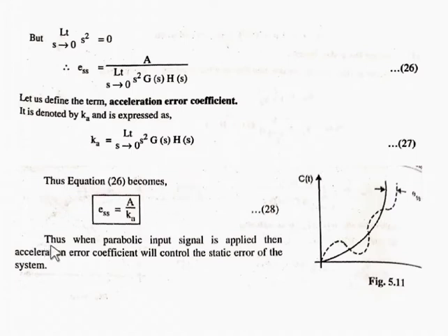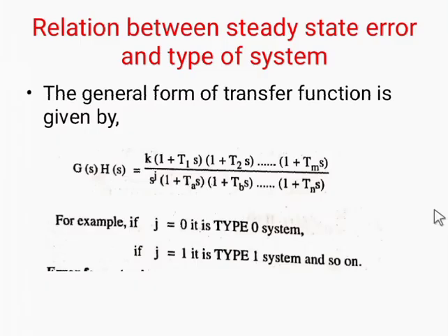That means if the parabolic input is applied, then the acceleration error coefficient will control the static error of the systems. For step input, the positional error constant will control the steady state error, and for ramp input, the velocity error coefficient will control the static error of the systems. So these three coefficients affect the steady state error of the systems. Now the relation between the steady state error and type of the systems.